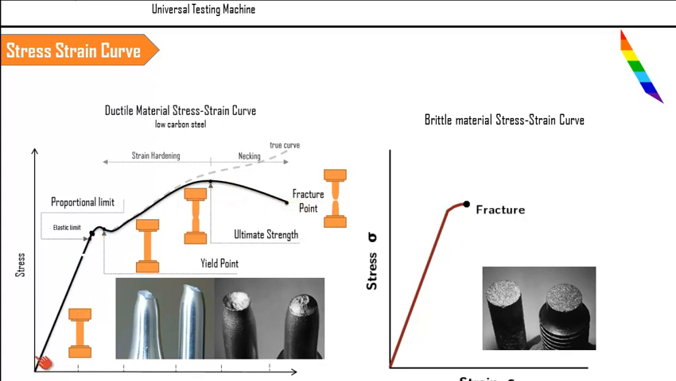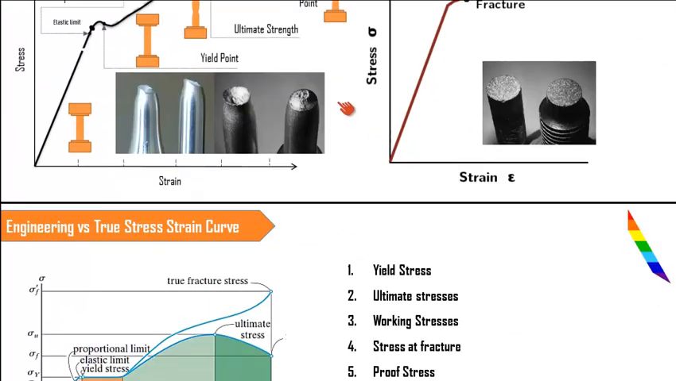But if we consider the instantaneous change in area, then the graph is going to be something like the dotted line. So the graph will follow this dotted line and it will end up here, because as the area decreases, the stress value is going to increase. So this is a true stress strain curve and this is an engineering stress strain curve. In all the applications we will be using the engineering stress strain curve.